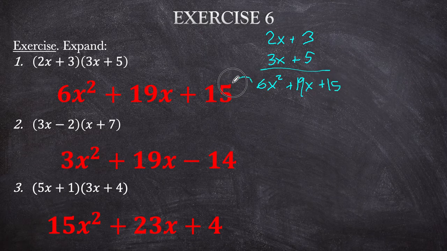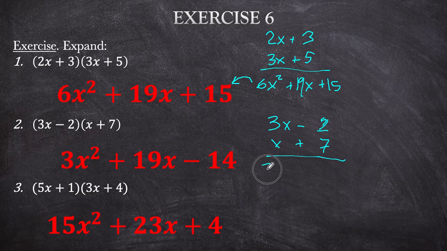19x. So this is our answer, which is correct. Number 2, we have 3x minus 2 and x plus 7. So this will give us 3x times x, which is 3x squared. 3x times 7 is 21x, plus negative 2x. So that's going to give us plus 19x, 21 minus 2. And then negative 2 times positive 7 is going to give us negative 14, which is pretty much the same here.